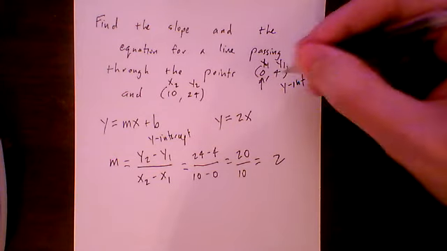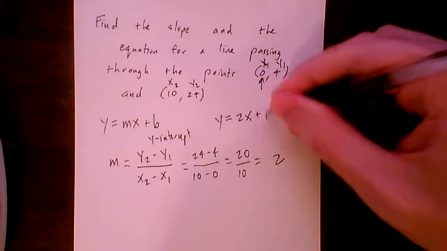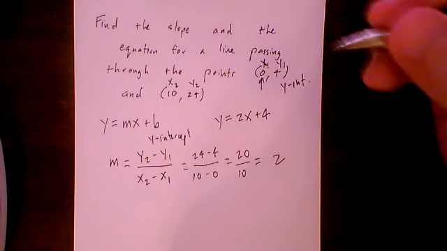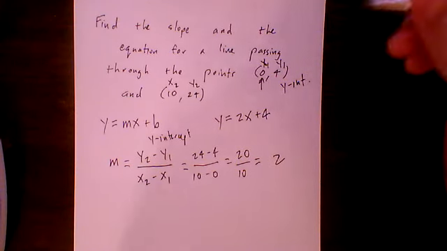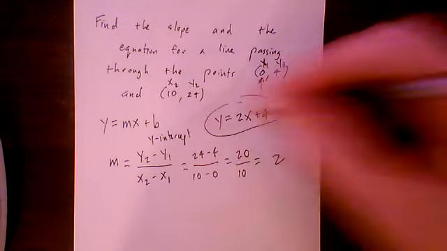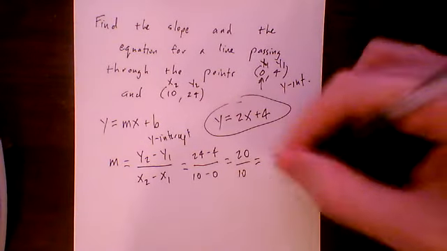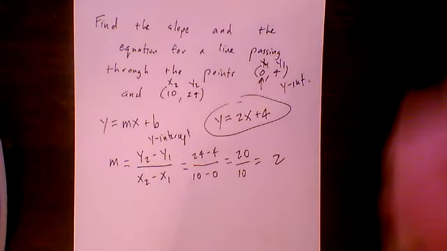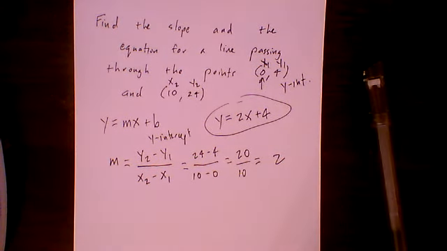So our b value is 4. We can read it right off of there because that's the y-intercept, and that's what our b is. It's the y value of our y-intercept. And we're done. We've got the equation that we're looking for. We've calculated the slope that the question was asking for. That's everything we need for that particular problem.